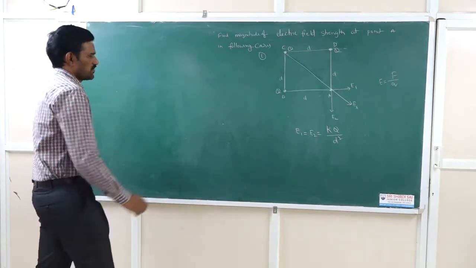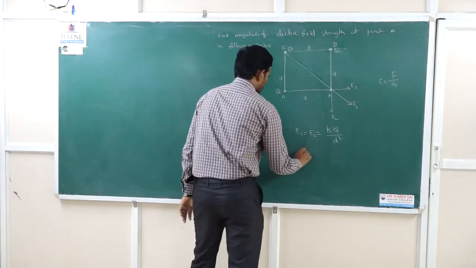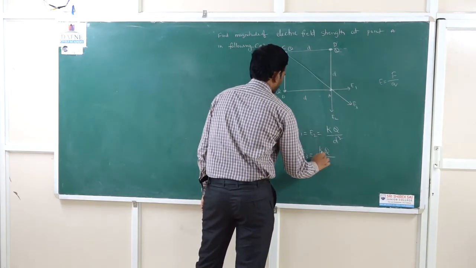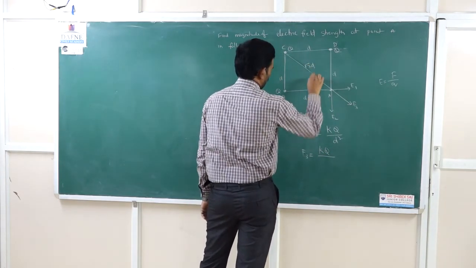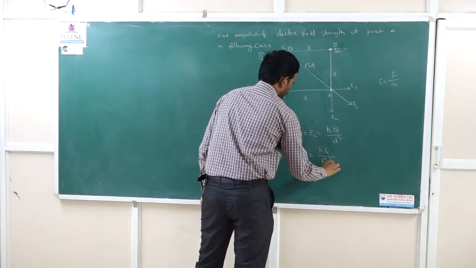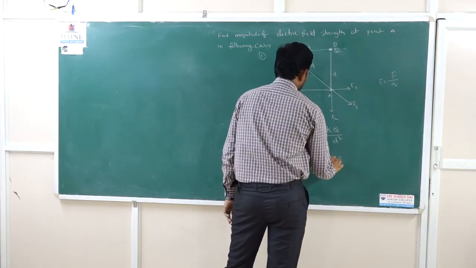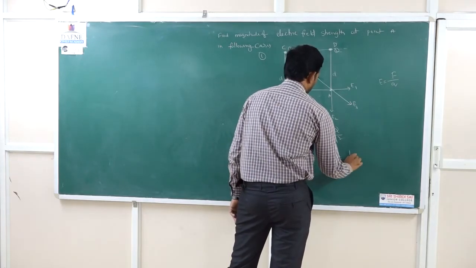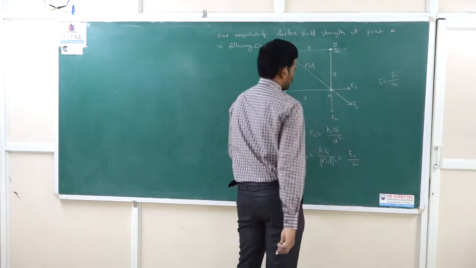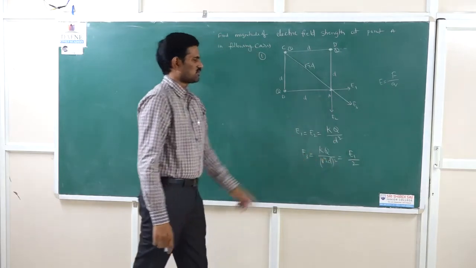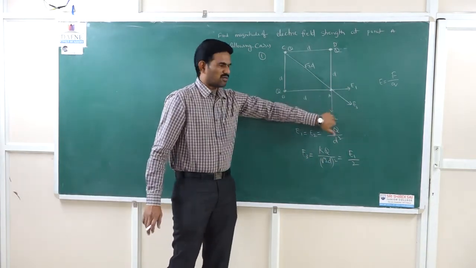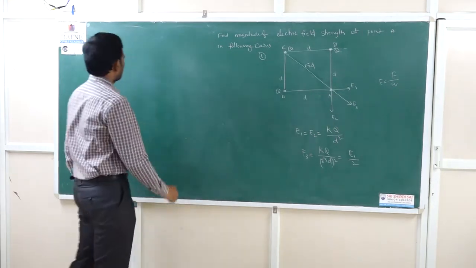And next, the E3 expression you can write here. So KQ by this distance, which will be now root 2 D. So I can write this as root 2 into D, and whole square this is. And so I can express this as E1 by 2, because KQ by D square is E1. So E1 by 2 you can write. And so first we find the resultant of E1 and E2. So let us find the resultant of E1 and E2.